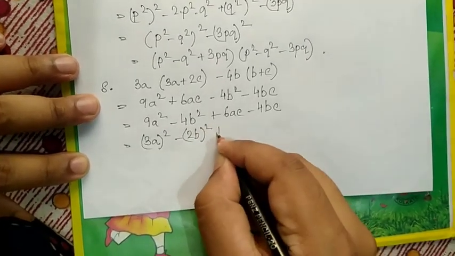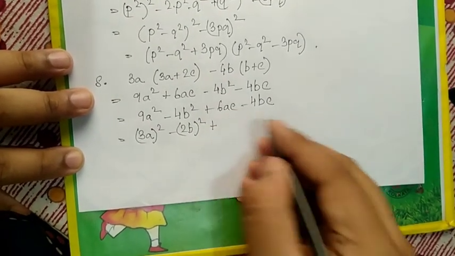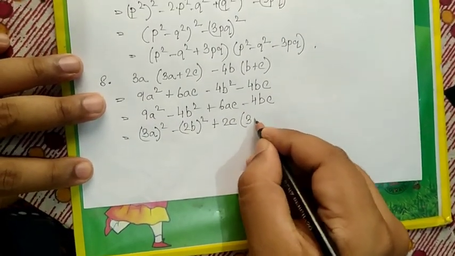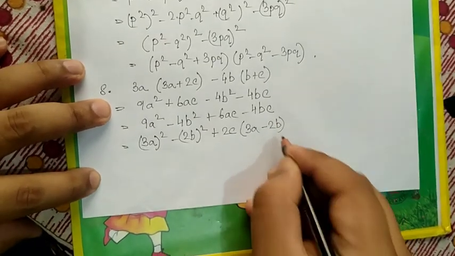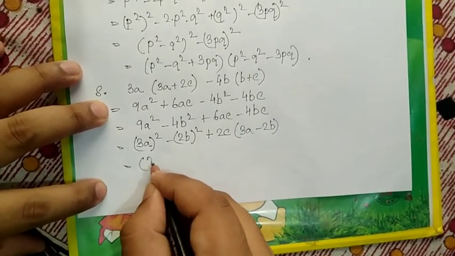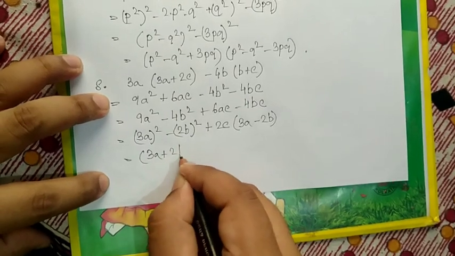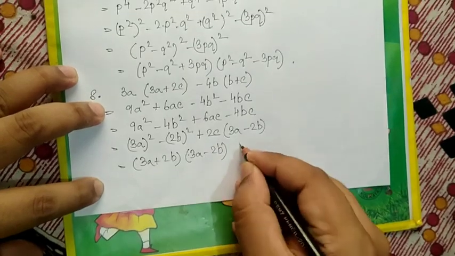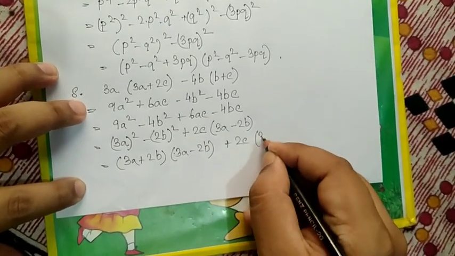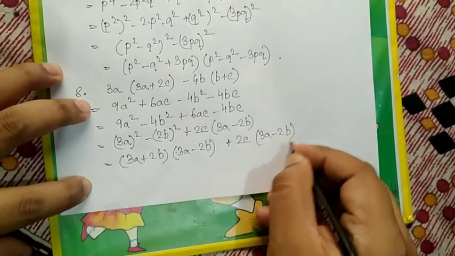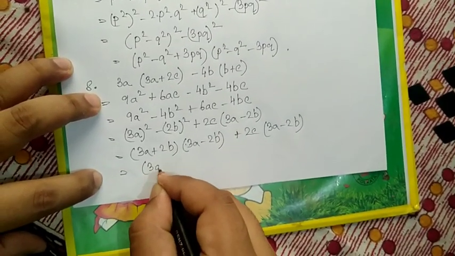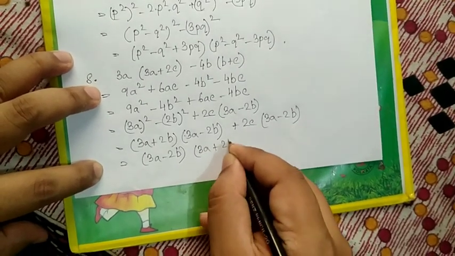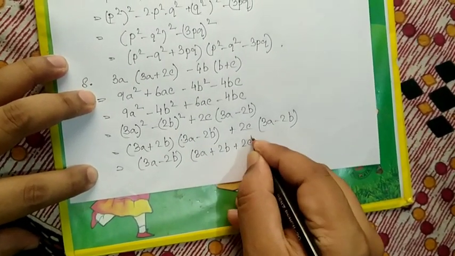Arranging this, after that take common as 2c. So the remaining part should be 3a minus 2b. After that from this 3a plus 2b, 3a minus 2b plus 2c, 3a minus 2b. Now taking common as 3a minus 2b. After that 3a plus 2b plus 2c is the answer.